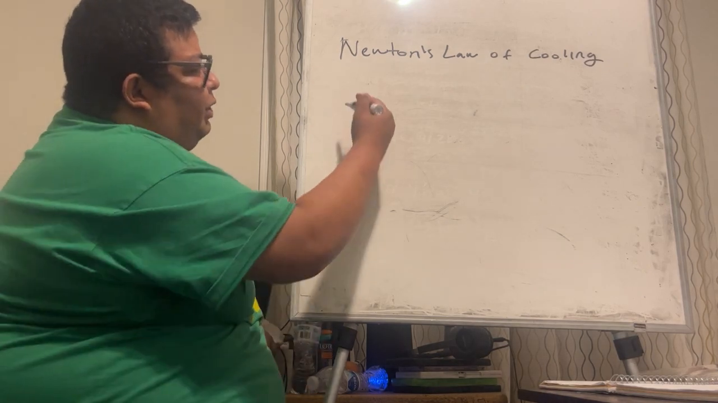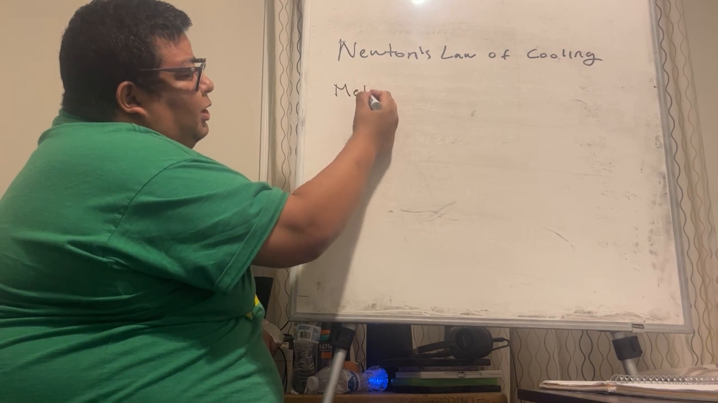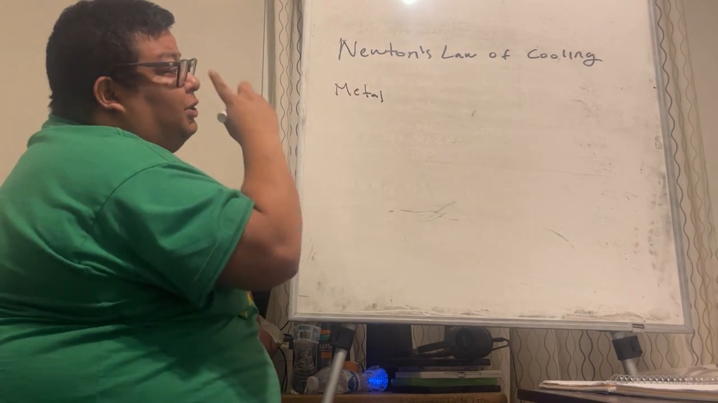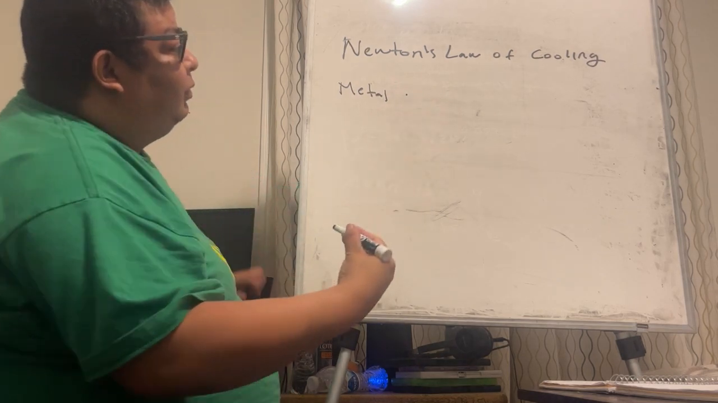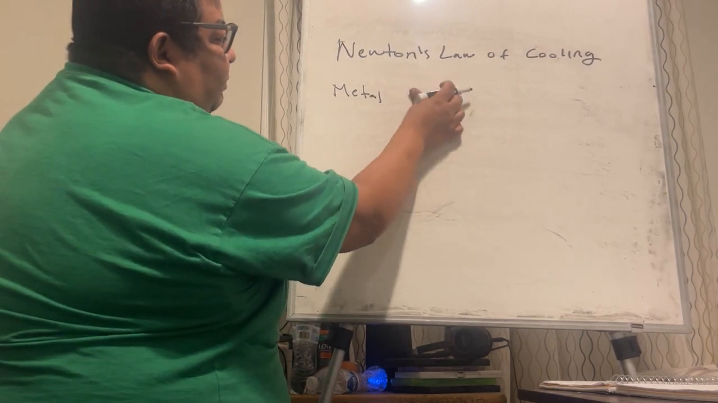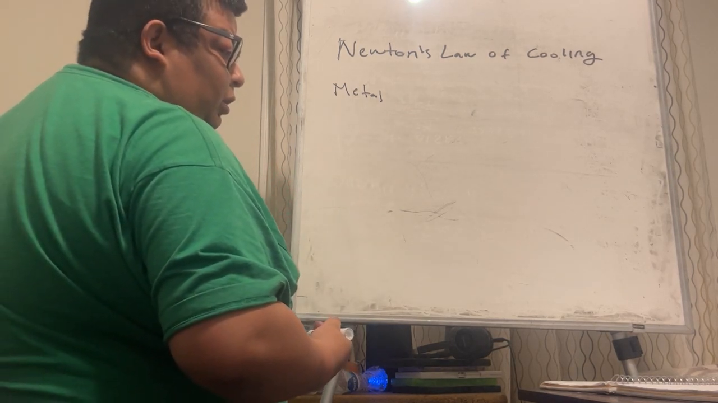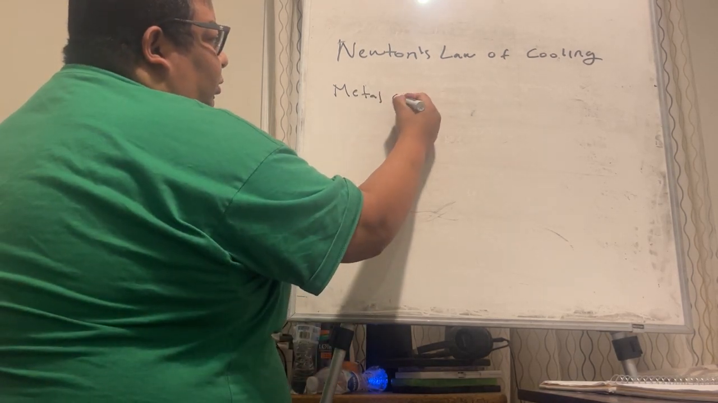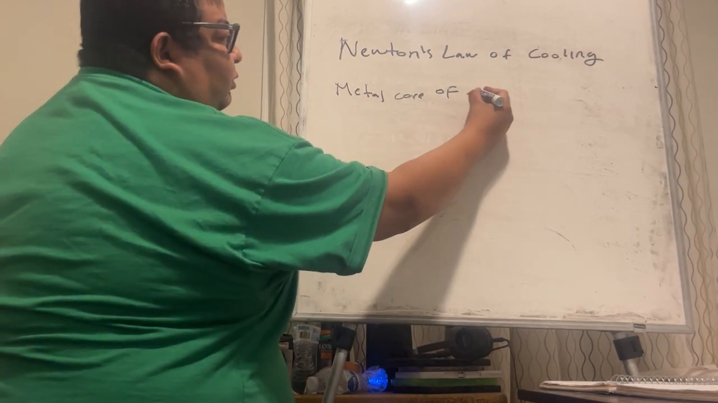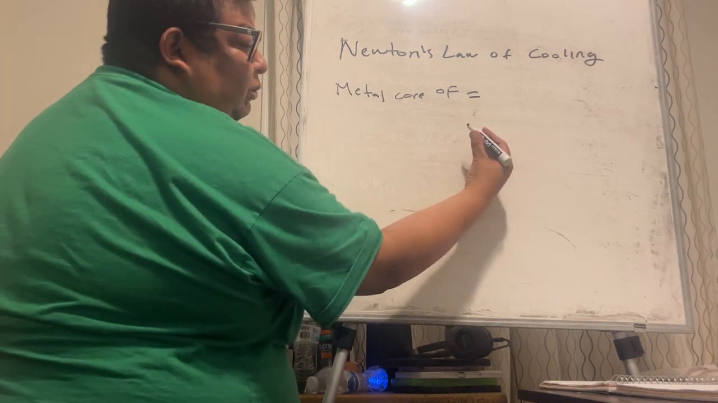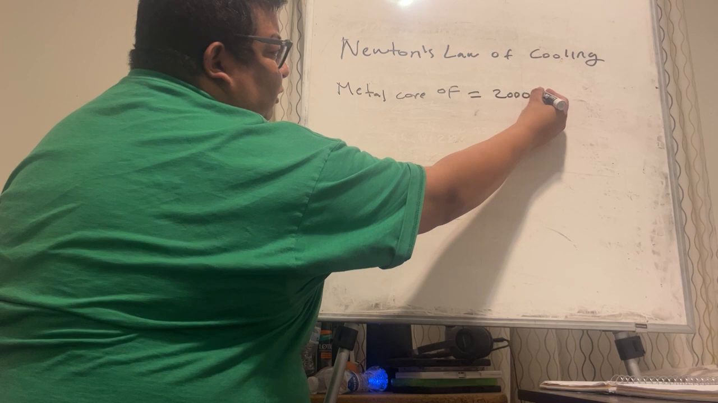So let's say we have a metal. I'm not going to give you the name of the metal, but you can just say a metal. A metal is placed in a furnace, and the initial temperature, the metal core temperature in Fahrenheit inside the furnace, is equal to 2000 degrees Fahrenheit.